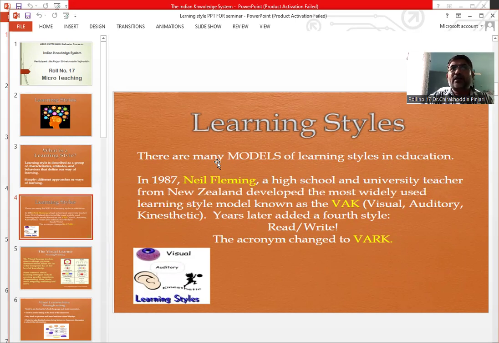In 1987, Neil Fleming, a high school and university teacher from New Zealand, developed the most widely used learning style model, known as VAK: Visual, Auditory, Kinesthetic learning. A year later he added a fourth style, read and write. The acronym changed to VARK.